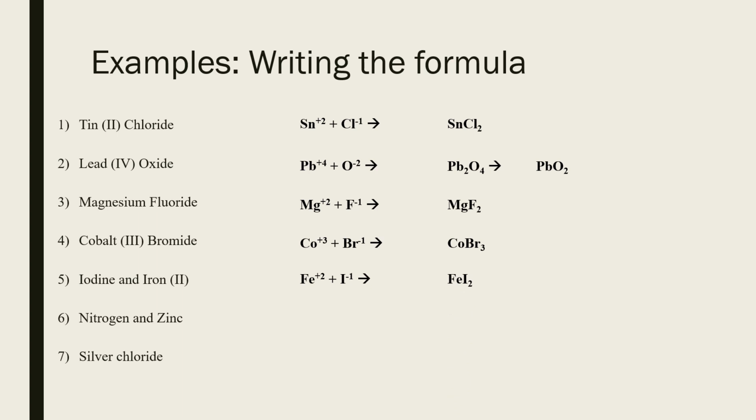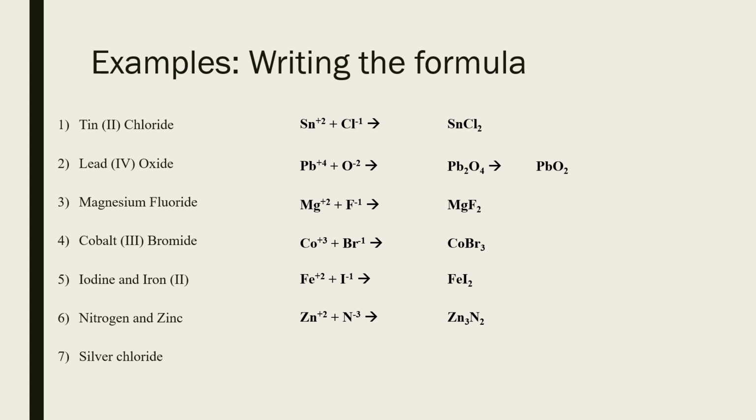Number 6, we have nitrogen and zinc. Now with zinc, zinc is a transition metal, but if you look on the back of that periodic table, you'll notice that zinc only has 1 charge. So zinc has 1 charge, which tells you it's plus 2. Nitrogen's charge is still minus 3. Again, the metal is always written first, so drop and swap. When you do that, you should get Zn3N2. Again, remember that we need 3 zincs to cancel out the 2 nitrogens.